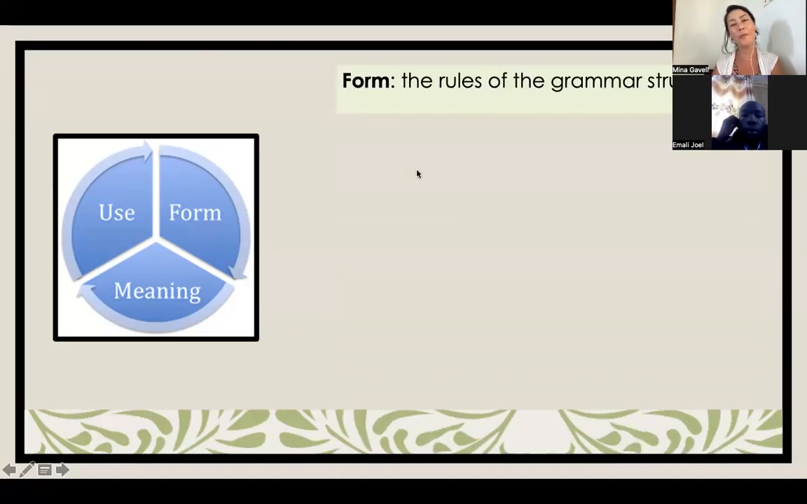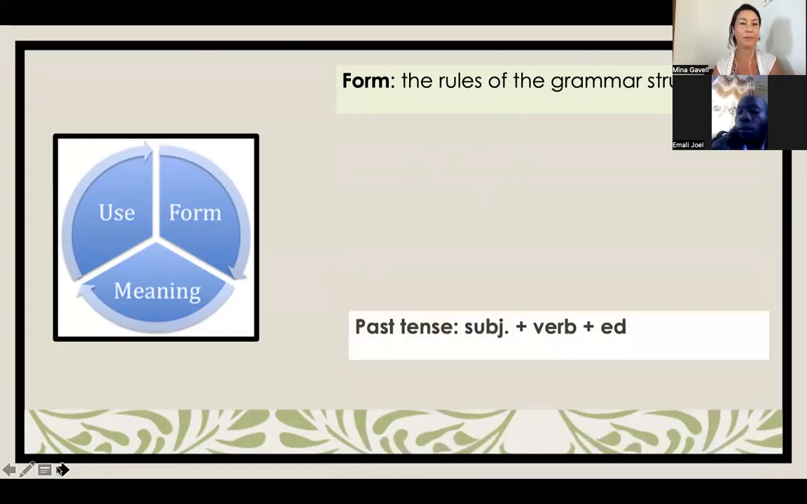All right, so form. When we're talking about form, we're talking about the rules of grammar. So these would be kind of formulas. This is a focus on accuracy. And I think that if we look in a textbook, this is a lot of what we see.